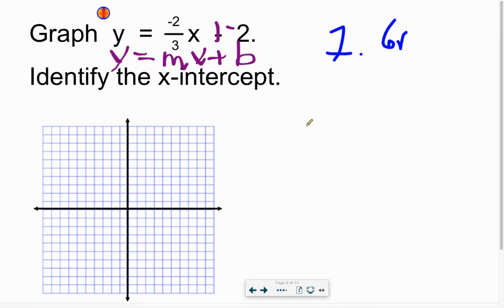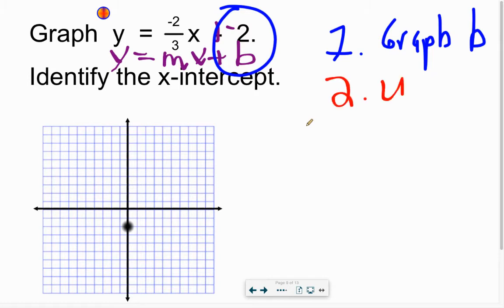Step 1, graph b. Start with that y-intercept. Here it is. It's at -2. So go put a dot on the y-axis at -2. Common mistake is not putting it on the vertical, the up and down axis, so be careful of that. Then step 2 is use slope.